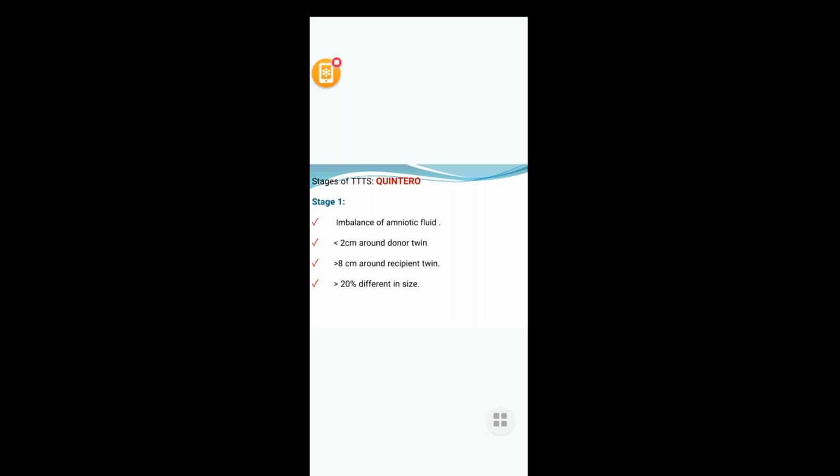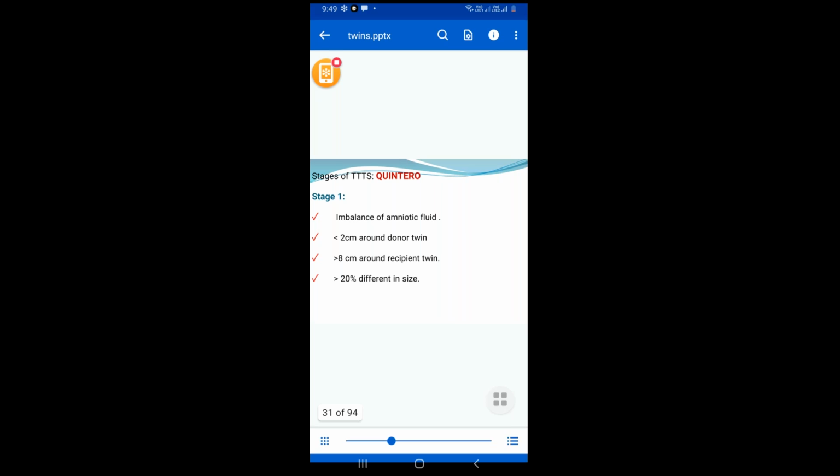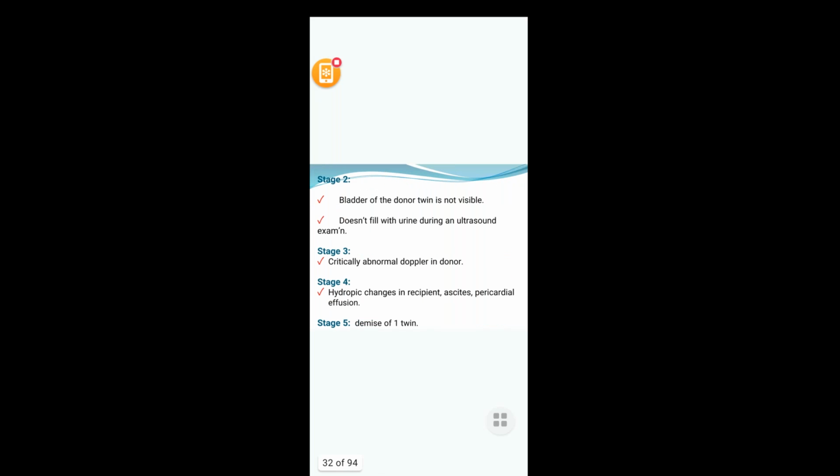More than 20% difference in size is seen between the two fetuses. That is, when you measure the fetal weight, more than 20% difference between the two fetuses will be seen. When these are all there, you need to think about twin to twin transfusion syndrome, and they are under stage 1. When coming to stage 2, the bladder of the donor twin will never be visible and doesn't fill with urine during the ultrasound.